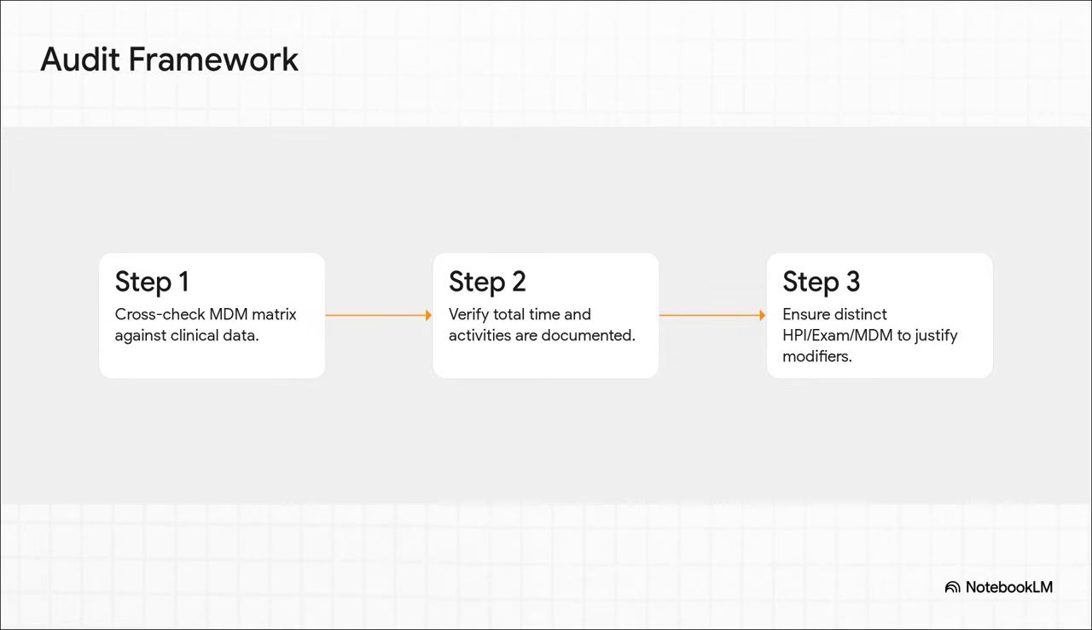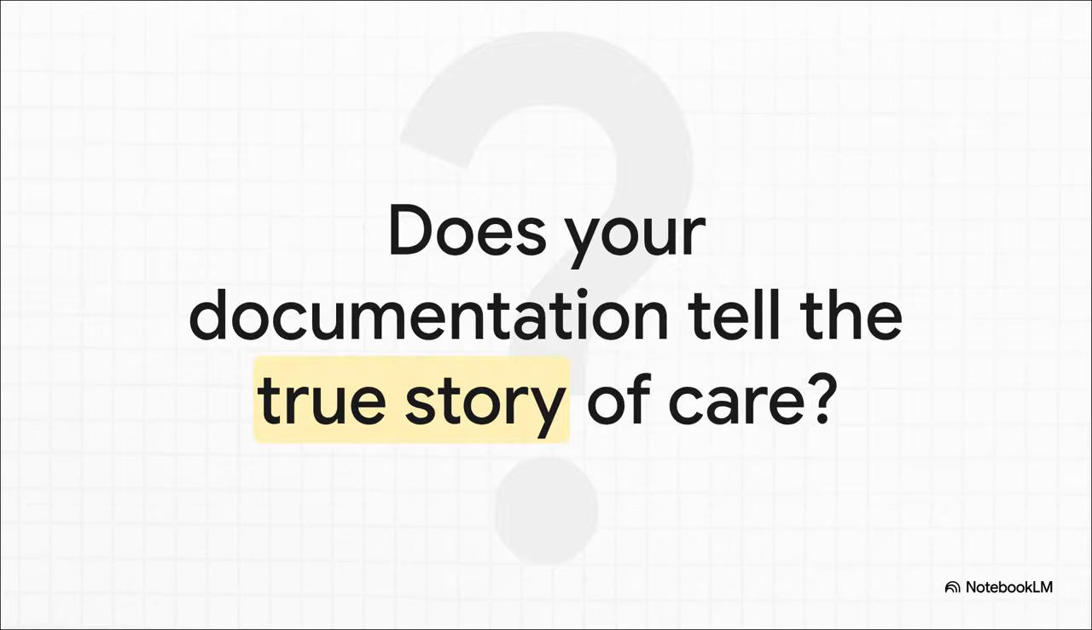And step 3, ensure you have a clearly distinct history of present illness, exam, and MDM to justify any modifiers you're using, especially our old friend Modifier 25. By rigorously following these specific steps, you guarantee that your EHR documentation perfectly matches the intensity of the service you are billing. Ultimately, precision coding isn't just about regulatory compliance or checking off boxes on some auditor's spreadsheet. It's about accuracy. It's about capturing the true, complete clinical picture.